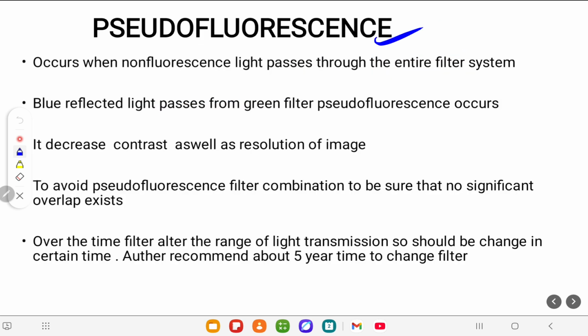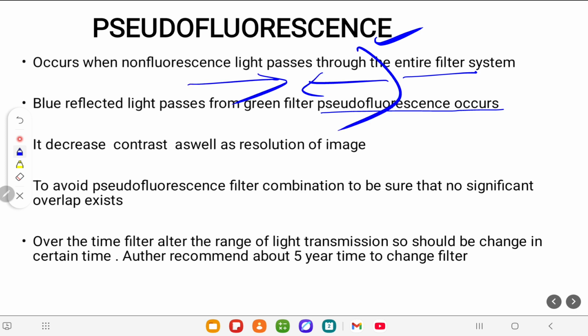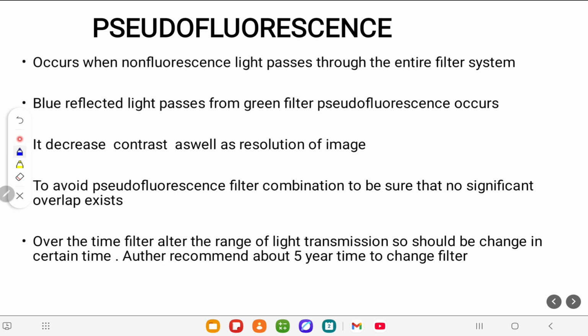These two diseases. Pseudofluorescence occurs when non-fluorescent light passes through the entire filter system. Basically it means the blue reflected light passes through the green filter and pseudofluorescence occurs. What if the green filter passes the blue light? First we send blue light, and after hitting the retina the green light is coming. But yes, there is some blue light also. So the green filter has the work to hinder the blue light, isn't it? If it cannot do that, then there is a high chance of pseudofluorescence.